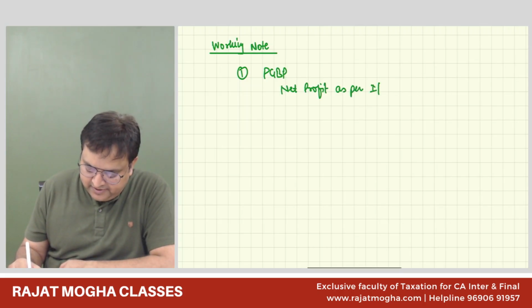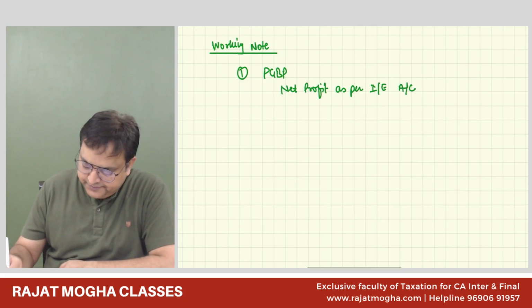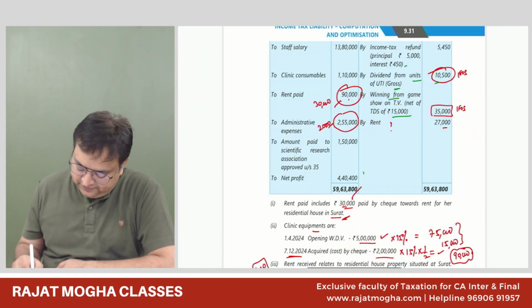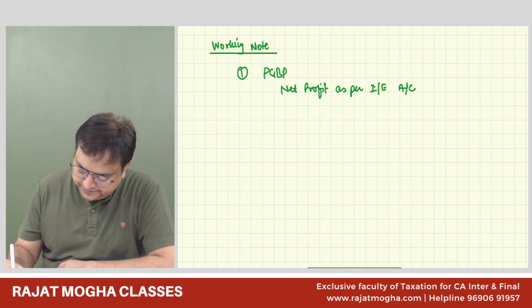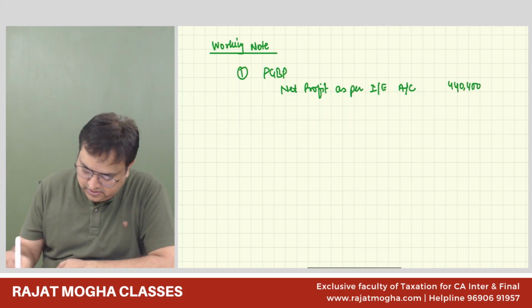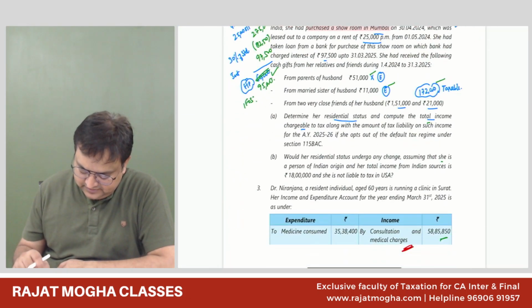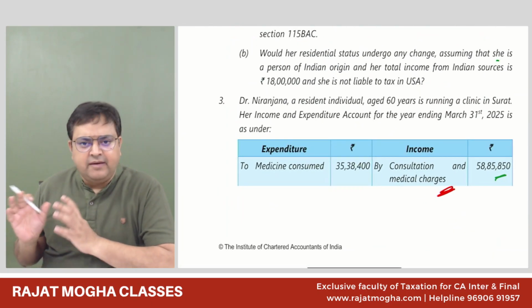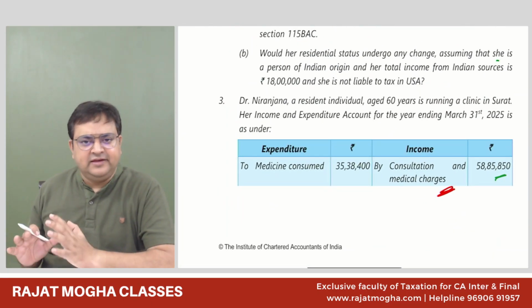P&L account or income and expenditure account, whatever you want to call it. So it is 4,40,400. Now we will see our expenses. I'm not seeing my information as of now. I'm just seeing my expenses, right?